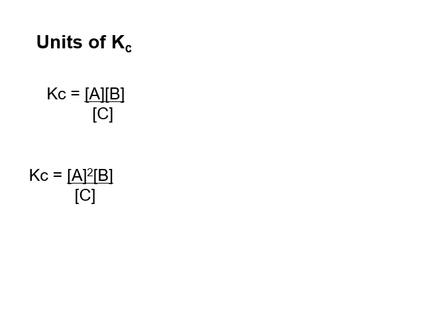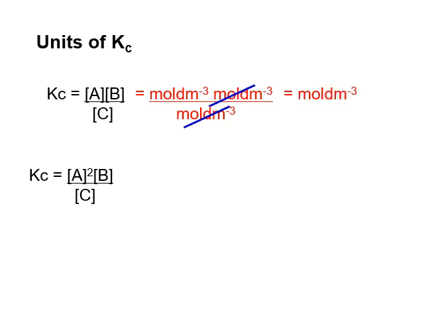So let's look at 2 examples of how we would do this. So if we look at the Kc expression at the top, we've got A, B on the top and C on the bottom. So that means we've got 2 lots of concentration on the top and 1 on the bottom. What we can then do is cancel out as many as possible. So we'll cancel out the 1 on the bottom and 1 of the ones on the top. And what we're left with is moles dm to the minus 3. So units of Kc in that particular case are moles dm to the minus 3.